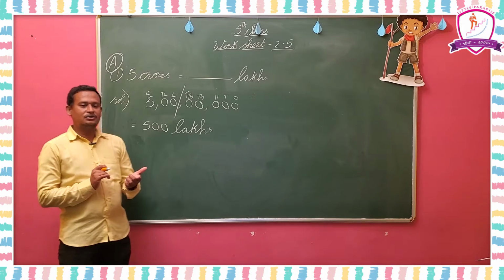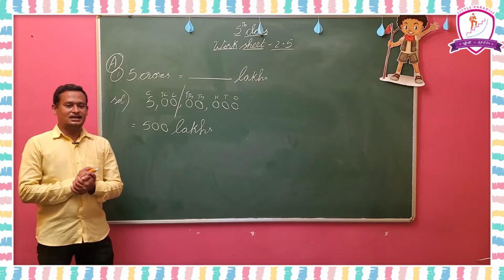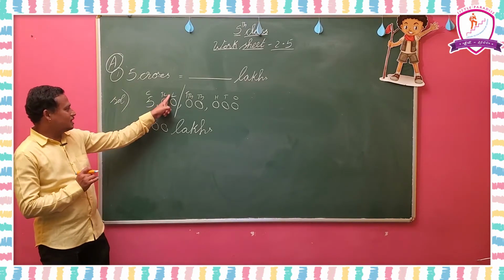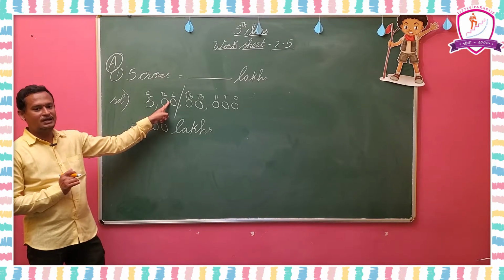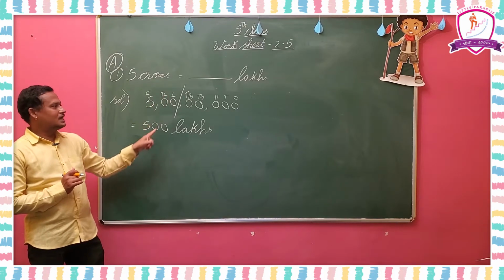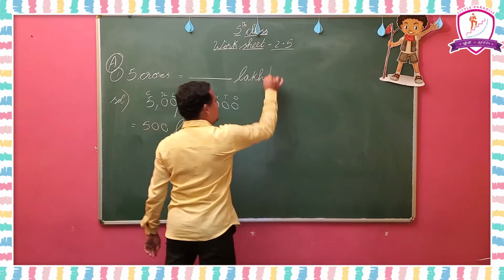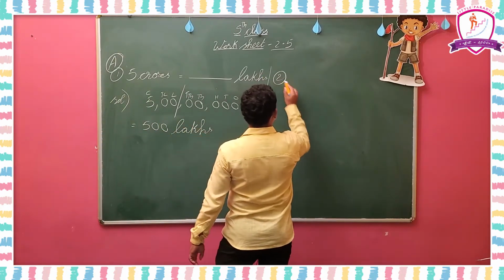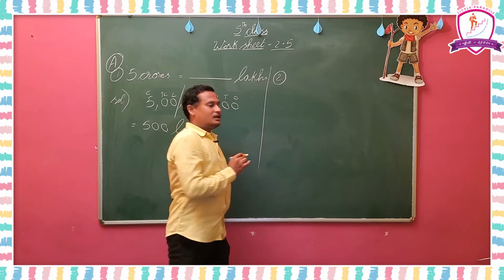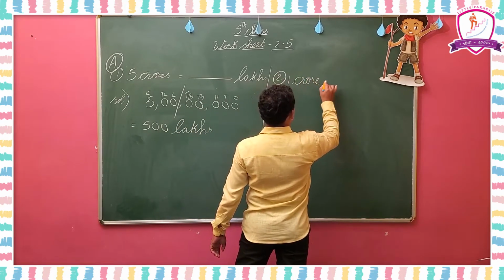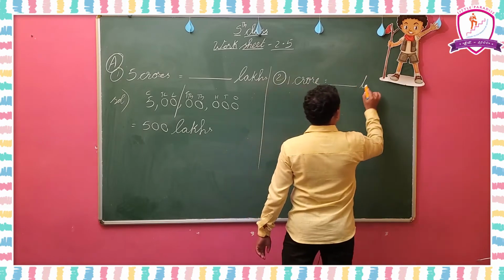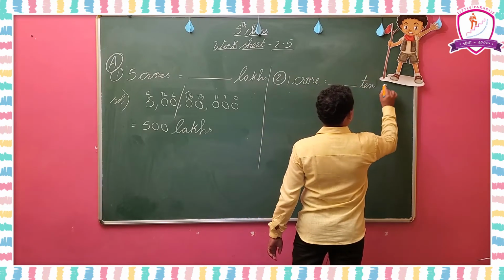And in 1 crore, how many 10 lakhs are there? Up to 10 lakhs you have to cut here. In the second blank, 1 crore is equal to how many 10 lakhs? Up to the 10 lakhs place you have to cut. I will explain that also. The second one is 1 crore is equal to dash 10 lakhs.